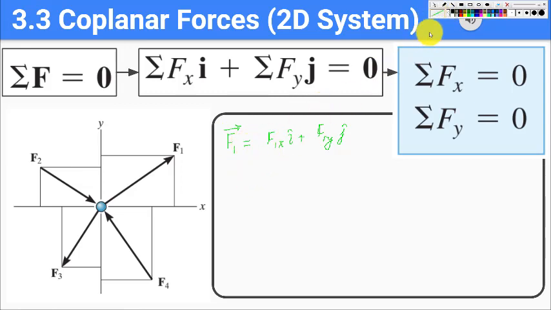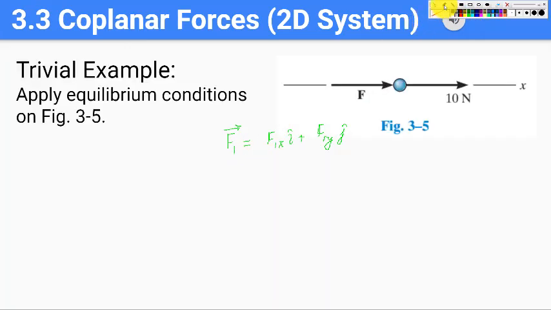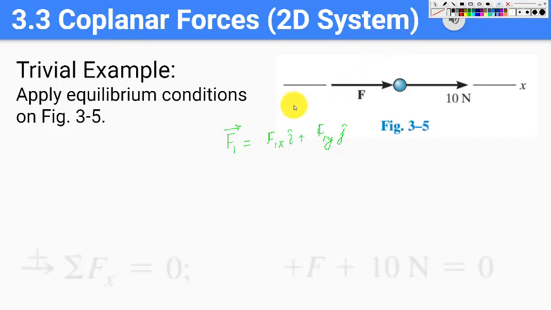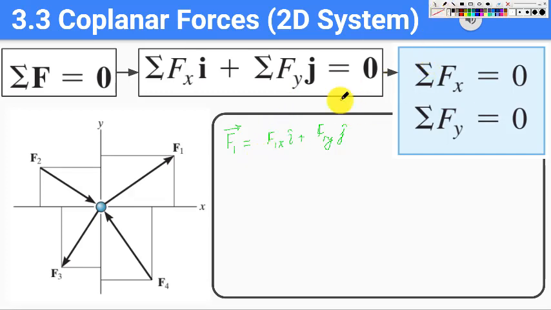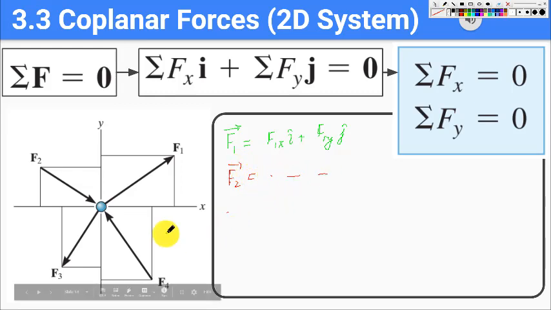Okay. Similarly, we would do the same for F2, F3 and F4. So what is F1x? F1x is nothing but this length. This is F1x, and this is the F1y.